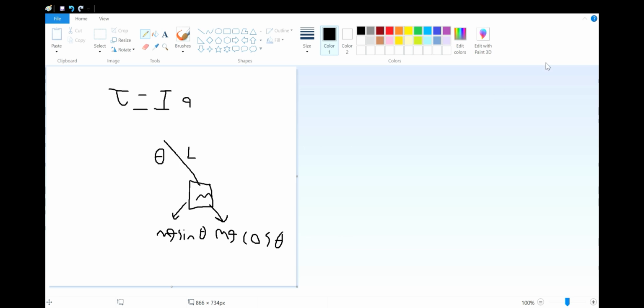So the torque on a pendulum would look like this. Negative mass times gravity times sine of theta, the negative referring to the fact that the vector is decreasing because the pendulum is moving back to the initial angle, times the length, which is the distance from the center, equals mass of the pendulum mass times length squared, again because it is the distance from the center of rotation, times angular acceleration.